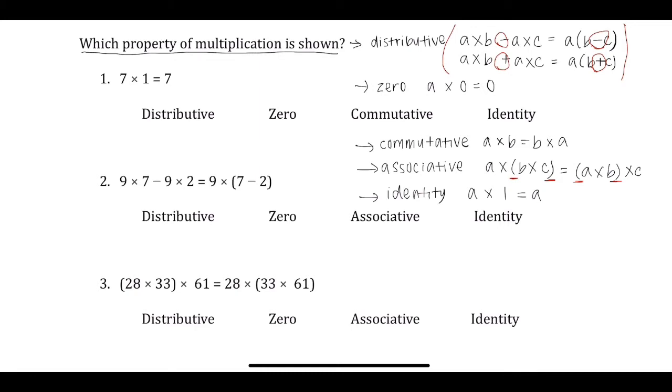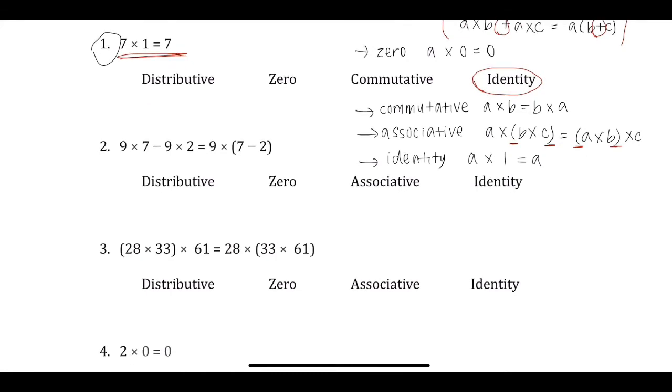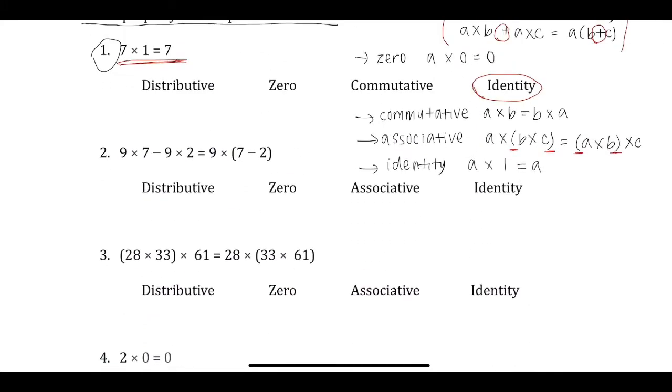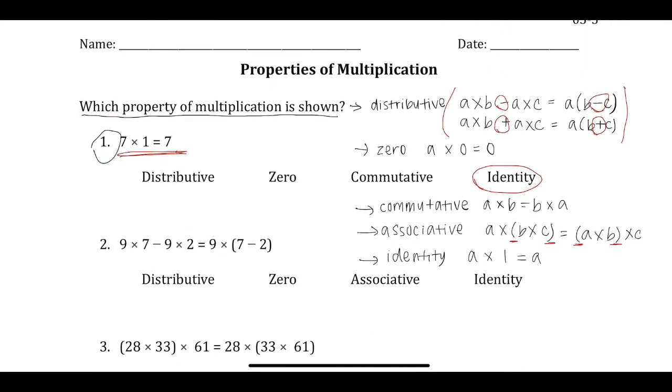Now for number 1, 7 times 1 equals 7. What is the best property that is shown in this equation? Identity will be your best answer, which means anything multiplied by 1 will equal itself. Now for the rest, you just have to know the formulas for these properties and you'll be fine.